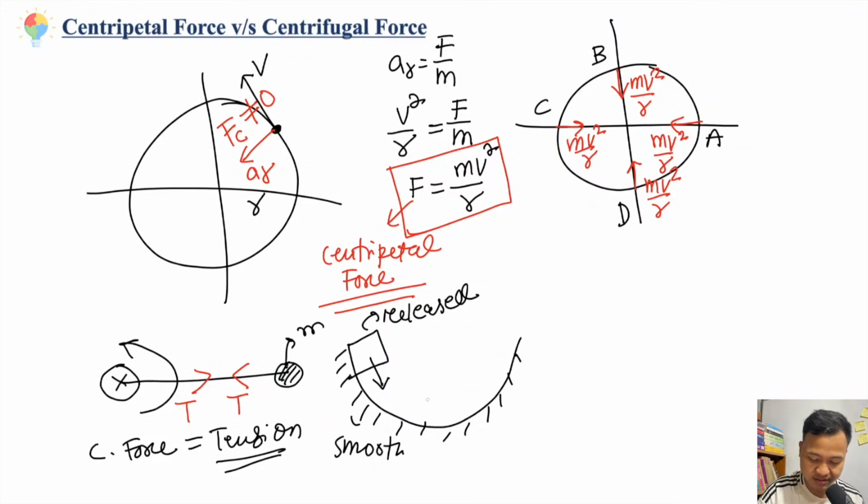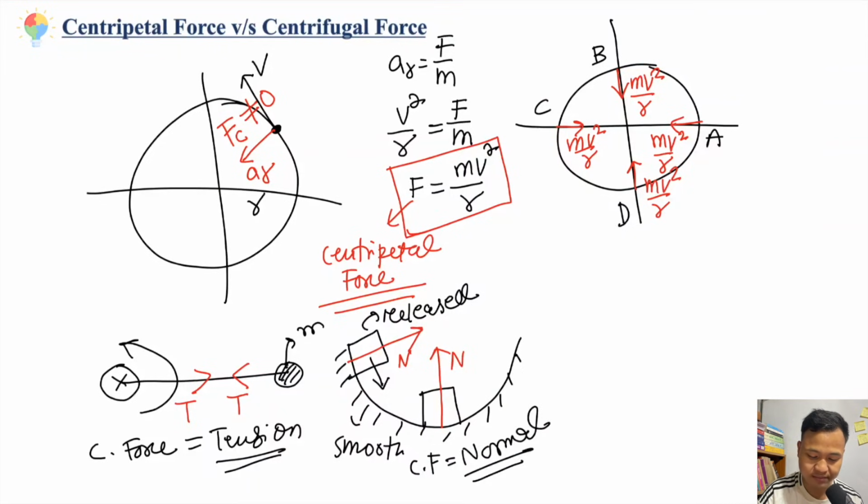So if I draw another diagram of the bottom-most point, the normal force is like this. Normal force is like this. You can observe that the normal is always pointing towards the center. So here in this case, normal is the centripetal force. Okay, so the centripetal force is the normal force.